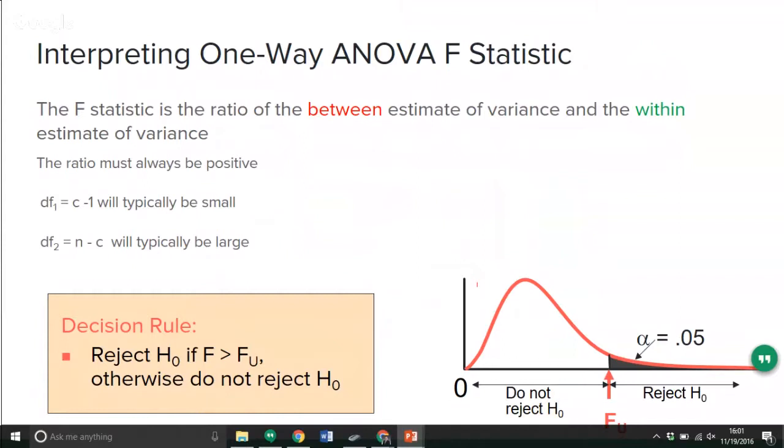The F statistic is the ratio of the between estimate of variance and the within estimate of variance. So what are we looking at? We're looking at a difference of variance, or dispersion, between groups versus dispersion within groups. And we're going to use the same decision rules. If p is less than 0.05, we're supporting the alternate hypothesis, and the alternate hypothesis, as we mentioned, means that there is a difference between at least 2 population means.